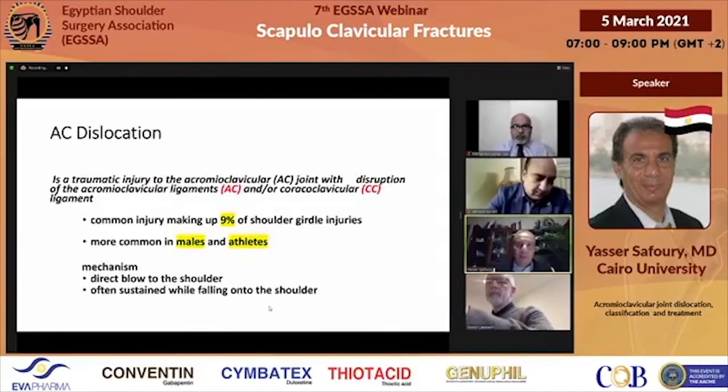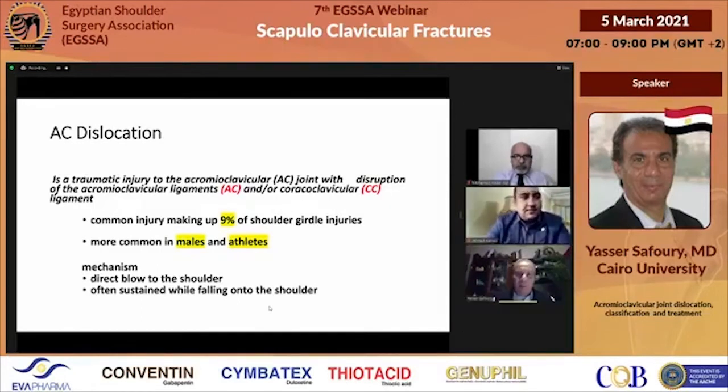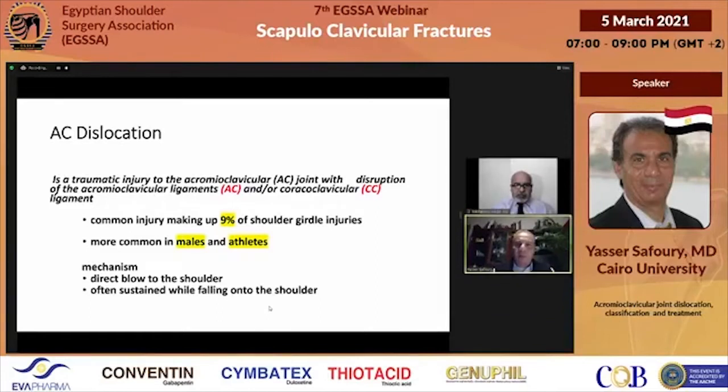So in dislocations of the AC joint, there's disruption of the two main big ligaments, the AC ligament and the CC ligament. The AC ligament is the acromioclavicular ligament. CC is the coracoclavicular ligament. It's a common injury, about 9% of shoulder injuries. It's more common in males and in athletes.